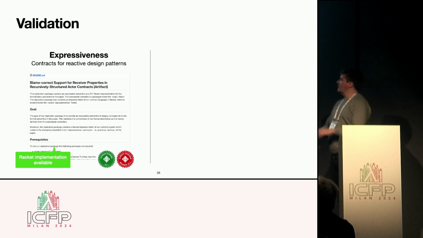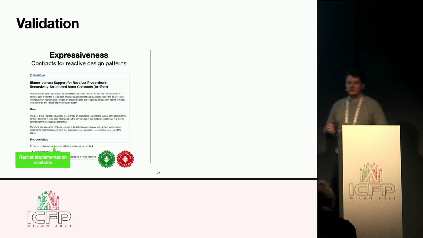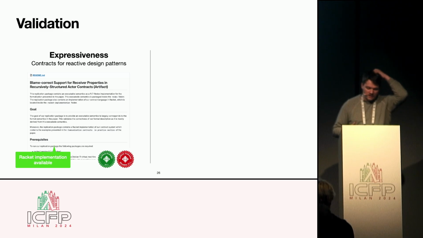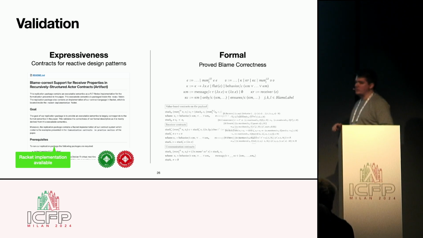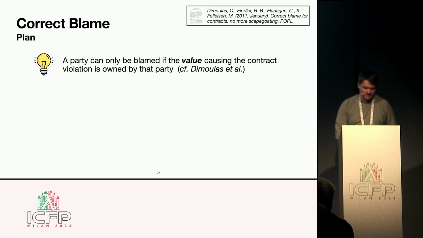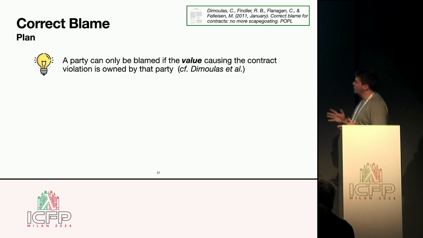To validate our work, we first evaluated it on expressiveness, and to do so, we implemented a number of reactive design patterns. You can find those in the artifact. We also provide a formal proof of blame correctness, and to finalize, I will just give a high-level overview of how this works.